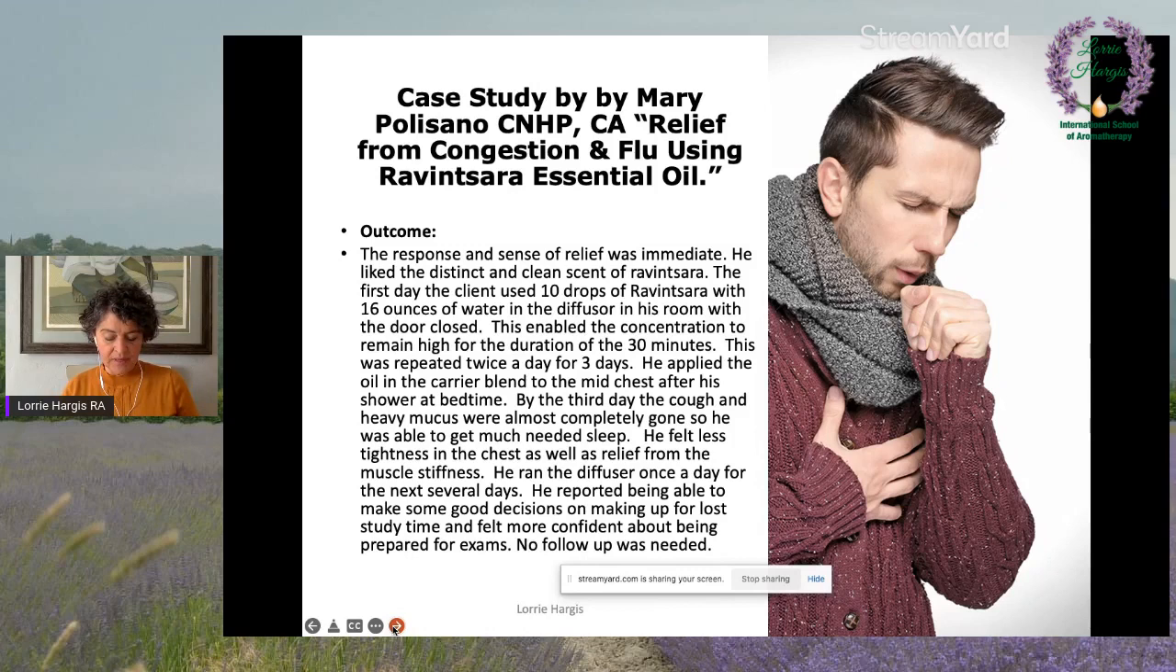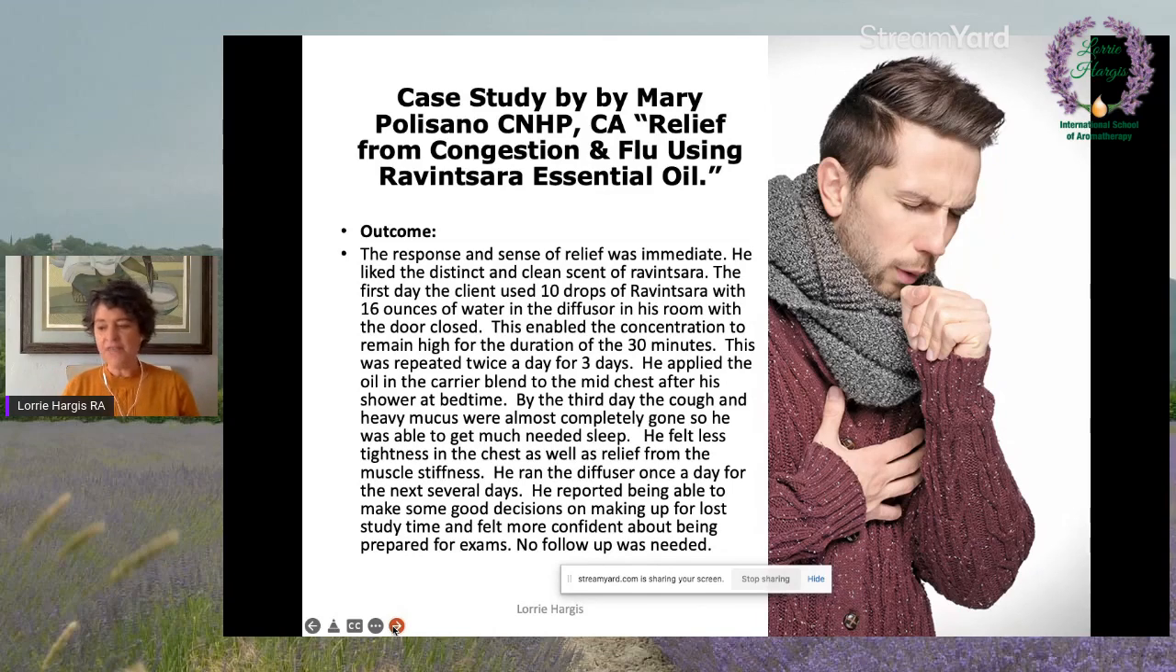As we said here, one of the best ways to use it is diffusion. Also, we're going to talk more about how to use them for viruses tomorrow. That's what tomorrow is all about, application. Also, inhaler sticks, inhalation. She did diffusion and massage with this client, and it worked for him, and he recovered very quickly, and then he was able to, as she said, do his studying and finish his finals.